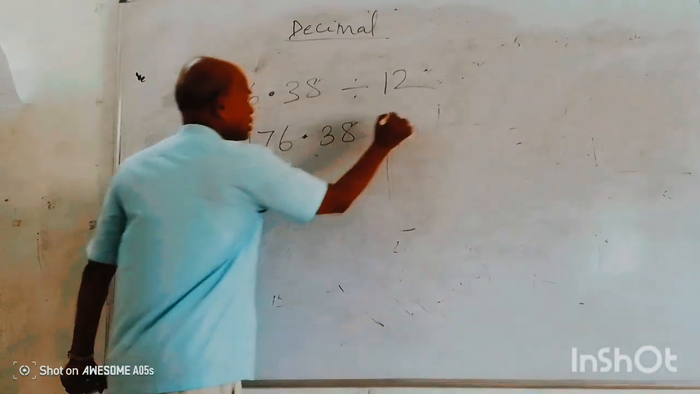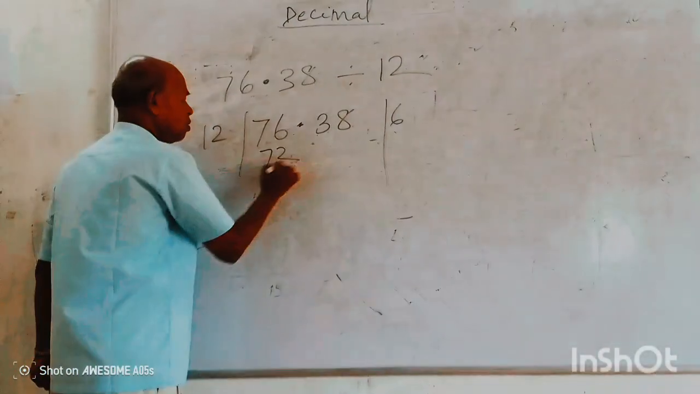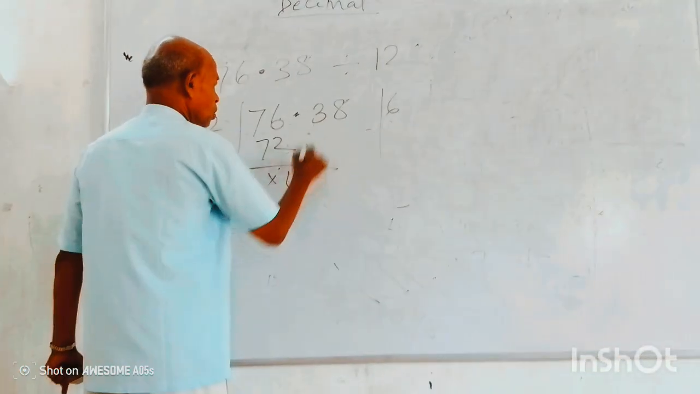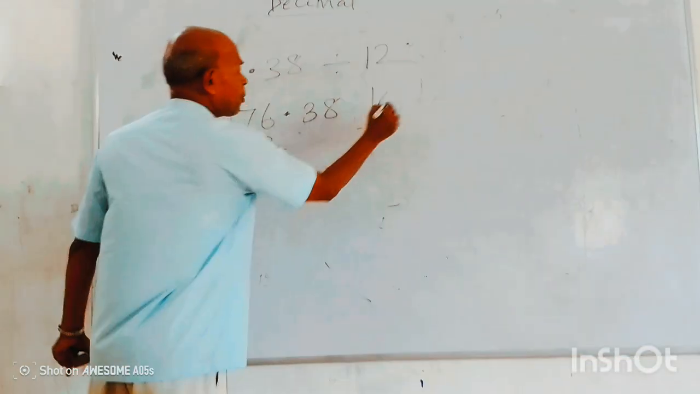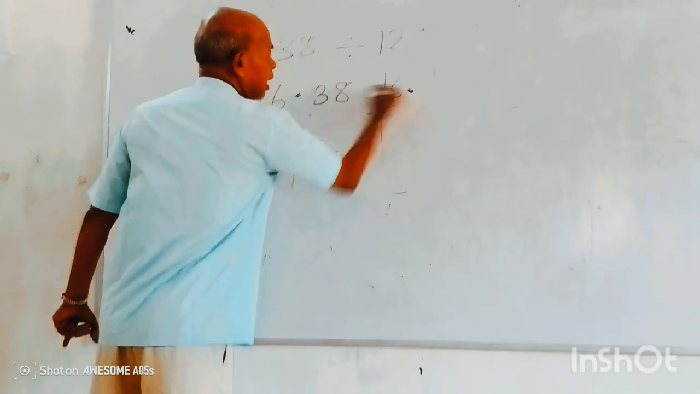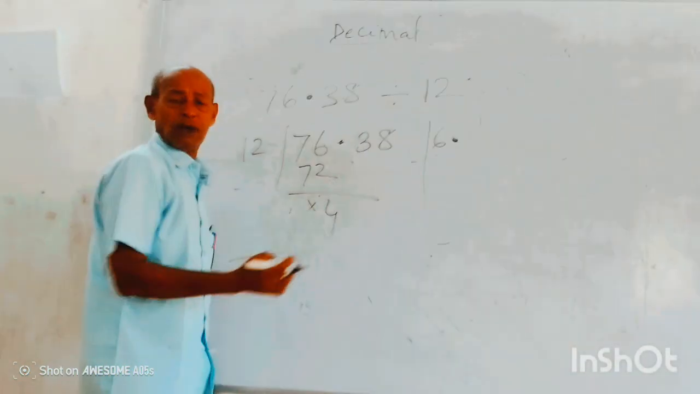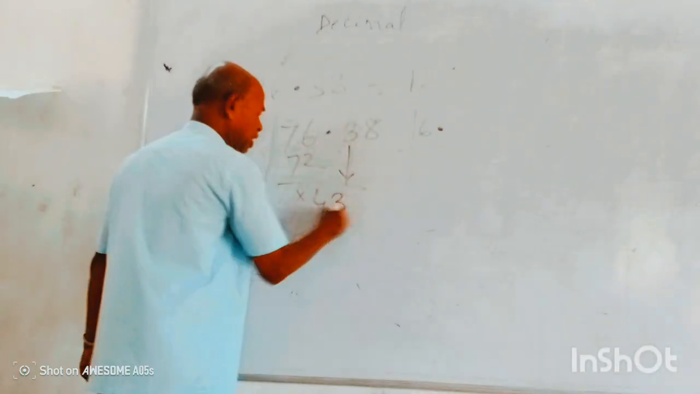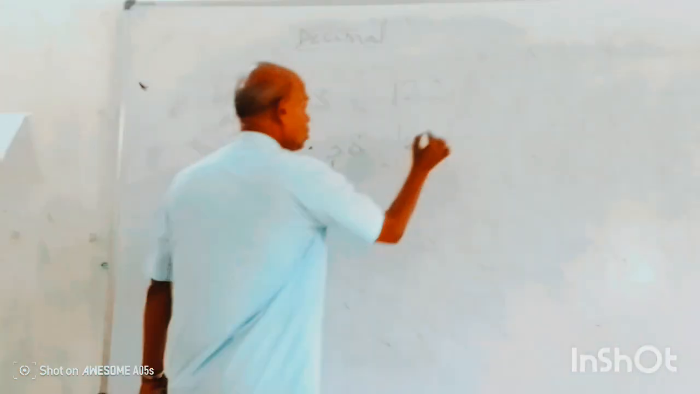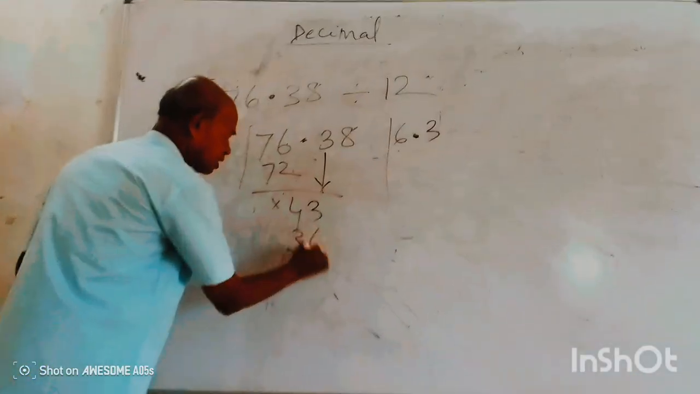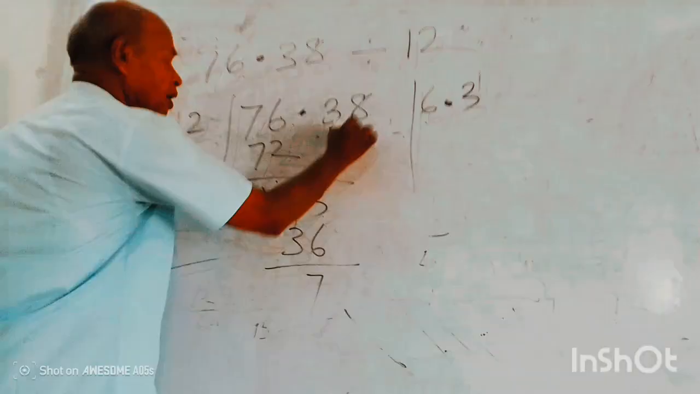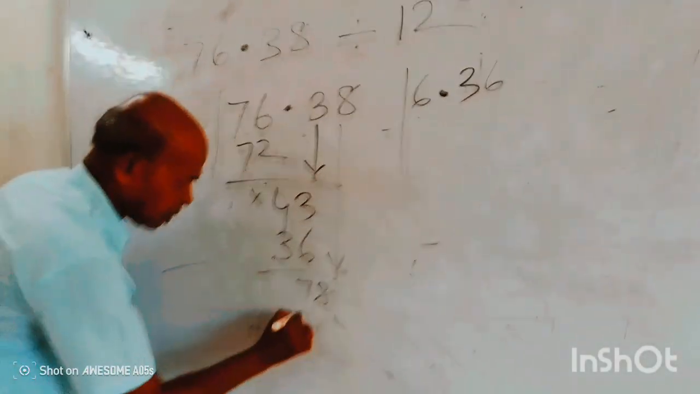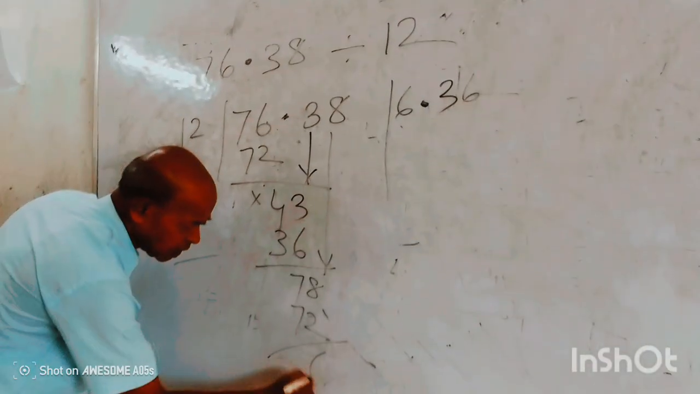Now this is your 12. 6 is 72. Now 6 is 2 and 4. Now we have to carry after the decimal point. So first you put the decimal point here. After the decimal point. So in the question you put the decimal point first. Then carry 3. 43. Now 12 3s are 36. Now 7. Now you bring 8. 12 6s are 72. Now 6 is left.